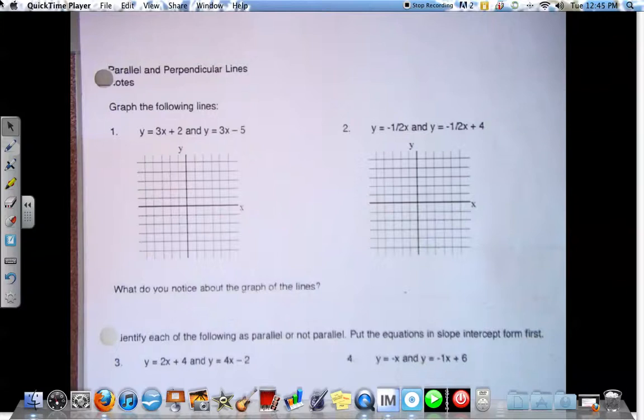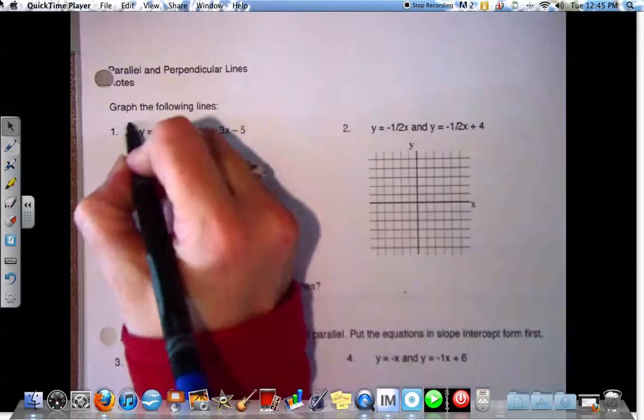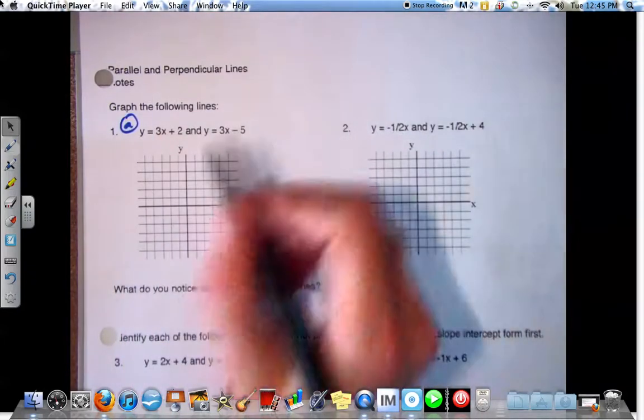All right, today we're going to be graphing lines. We're going to graph two equations on one axis, and we're going to observe the patterns that are occurring. So, number one, we have y equals 3x plus 2.